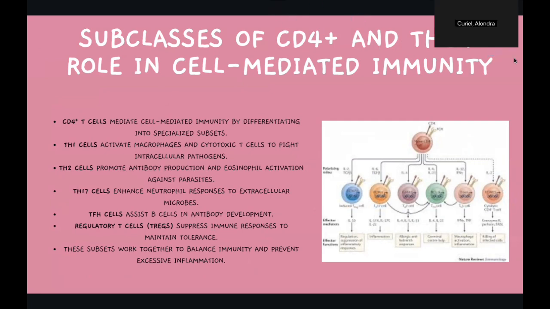Subclasses of CD4+ T cells and their role in cell-mediated immunity. CD4+ T cells mediate cell-mediated immunity by differentiating into specialized subsets. Th1 cells activate macrophages and cytotoxic T cells to fight intracellular pathogens. Th2 cells promote antibody production and eosinophil activation against parasites. Th17 cells enhance neutrophil responses to extracellular microbes. The TFH cells assist B cells in antibody development. And regulatory T cells, or Tregs, suppress immune responses to maintain tolerance. These subsets work together to balance immunity and prevent excessive inflammation.